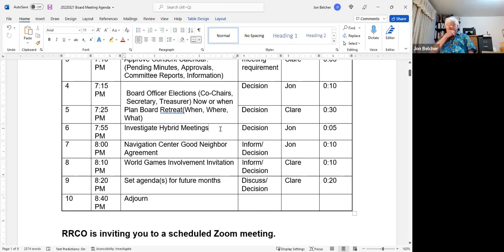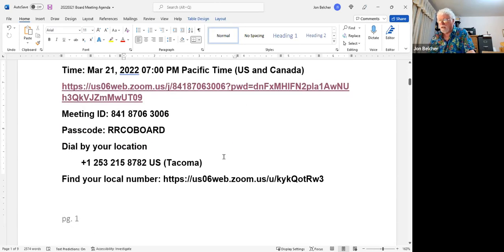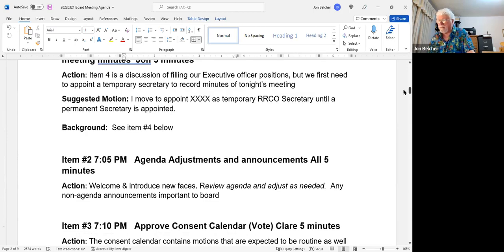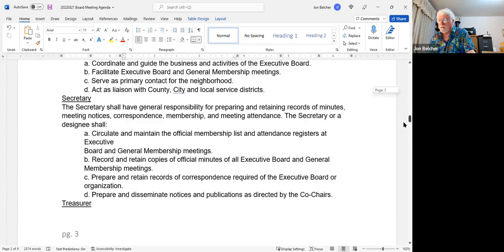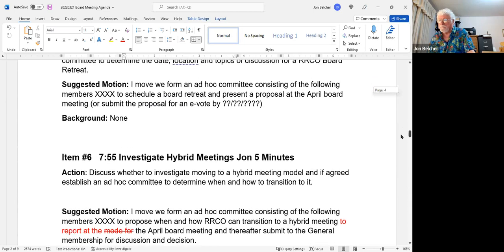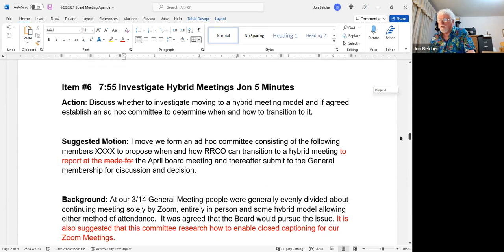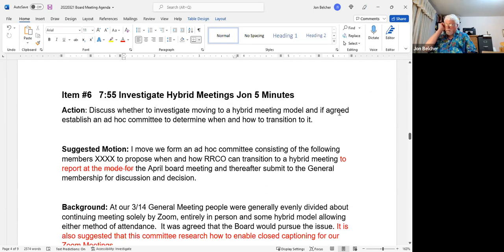So shall we go on to the next agenda item? Thank you, everybody. Okay, number 6, investigate hybrid meetings. And if we jump down to what I have in the agenda: discuss whether to investigate a move to a hybrid meeting model, and if agreed, establish another ad hoc committee, determine when and how to transition, with the addition of that committee also being responsible for determining how to enable closed captioning.